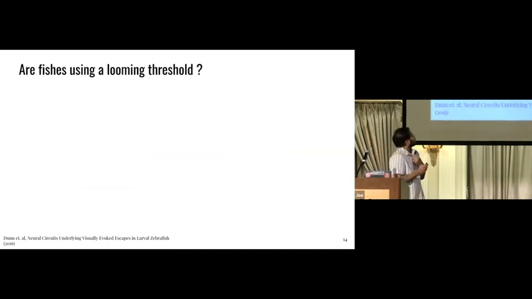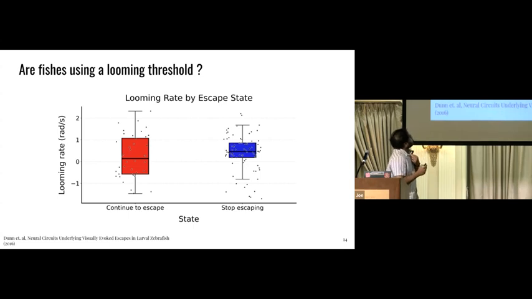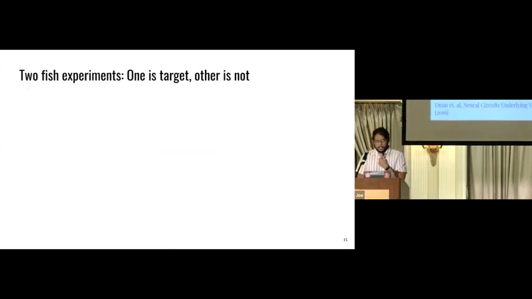Again, as I described earlier. If you look at looming thresholds as well, you would expect that if they have to keep on escaping, there would be a higher threshold, but we do not find that in our data. There is, again, no clear separation between these thresholds that we calculated.